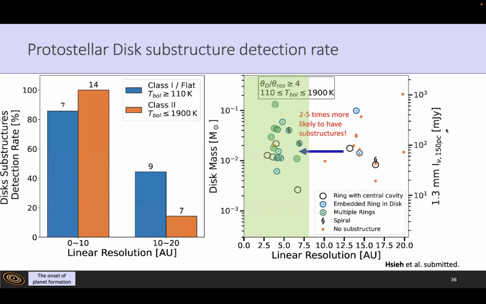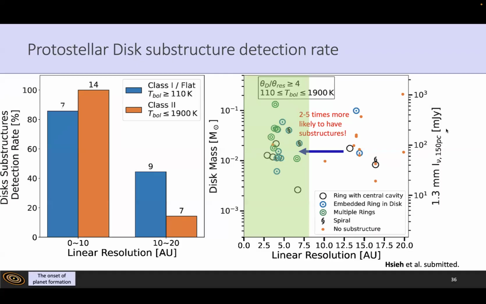So another thing that we've done is we also look at the protostellar disk substructure detection rate. We separate the samples by both class and linear resolution. So Class 1 and Flat with bolometric temperature greater than 110 Kelvin, which is after the onset of these substructures, and also Class 2. What is interesting is that we found that the Class 1 and Flat substructure detection rate is comparable with the Class 2 substructure detection rate.